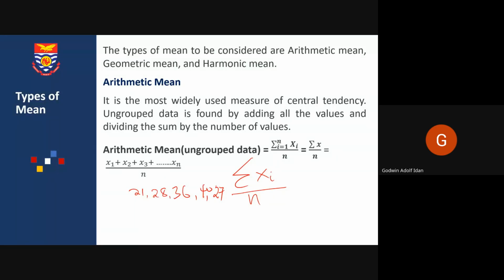These ages are individual values, so we can apply this formula, and we get the mean to be equal to 21 plus 28 plus 36 plus 40 plus 27, everything divided by the number of observations, which is 1, 2, 3, 4, 5. So when you divide it, is it 5 or 6? 1, 2, 3, 4, 5. So 5.